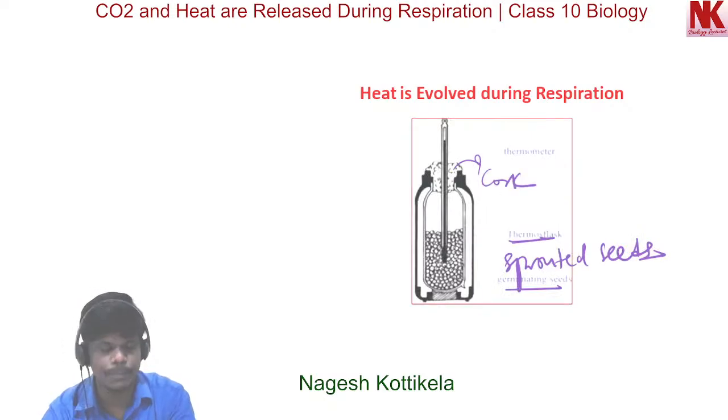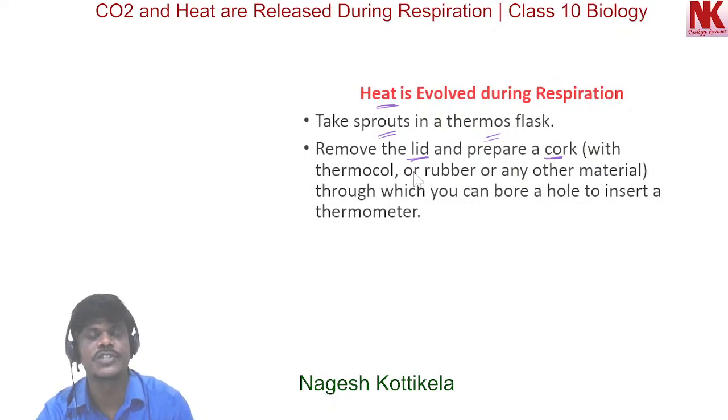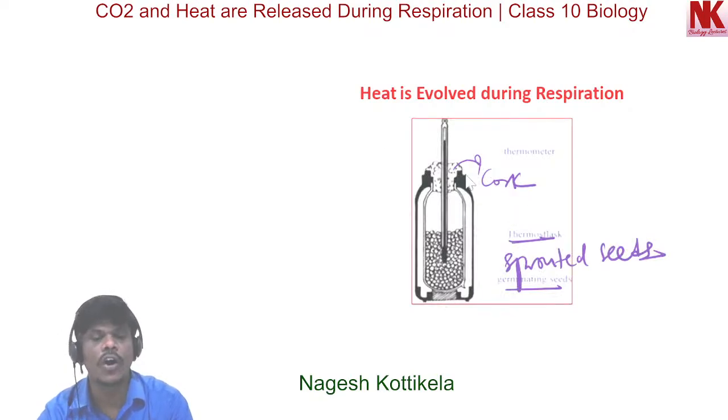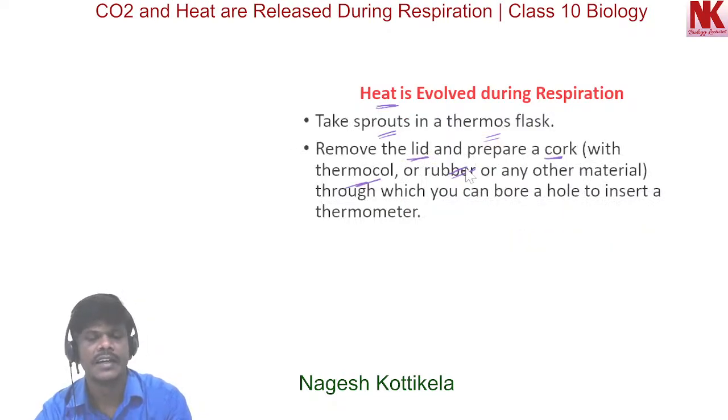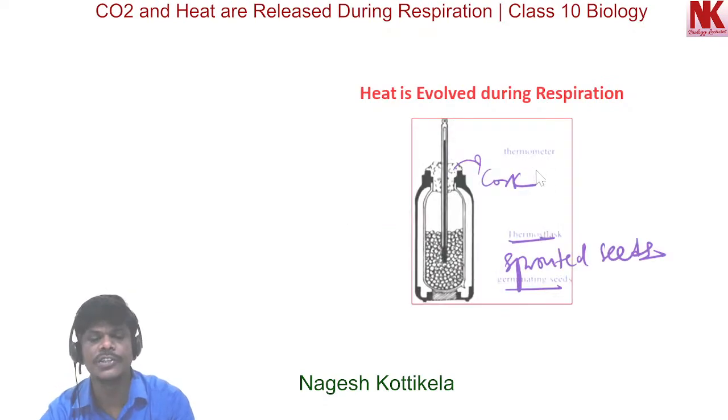Prepared and inserted. So remove the lid of the thermos flask and prepare a cork with thermocol or rubber or any other material we can use. Most preferably we can use a rubber cork or thermocol cork. And after removing the lid, we need to place that cork here. So the lid of the thermos flask is removed and the cork is inserted here. Now what needs to be done? Bore a hole through which to insert a thermometer. After that, a thermometer is inserted through this cork. You can see here this is a thermometer. What is the purpose of using the thermometer? Here the temperature changes can be noticed. That is the main objective. So the thermometer is inserted through the cork into this thermos flask, inside which the sprouted seeds are placed.